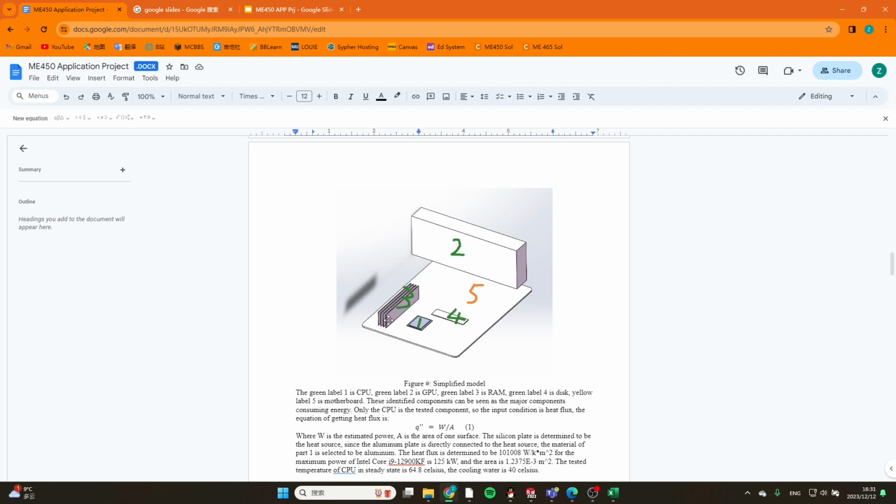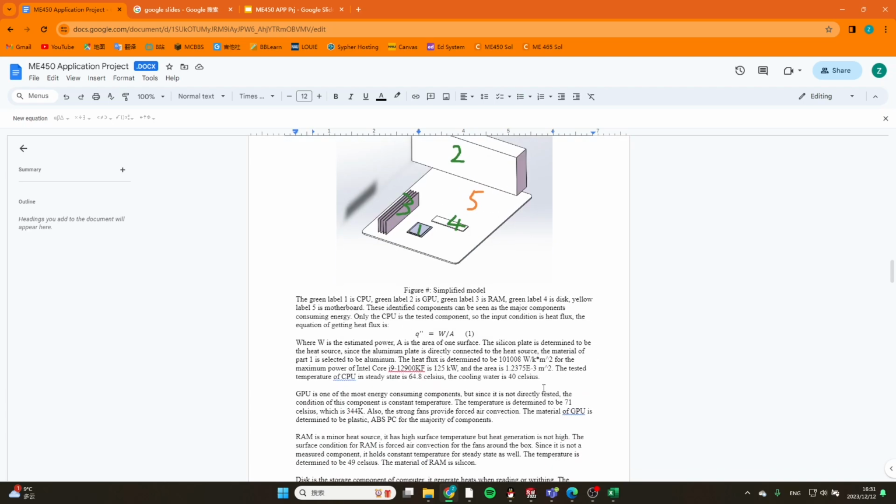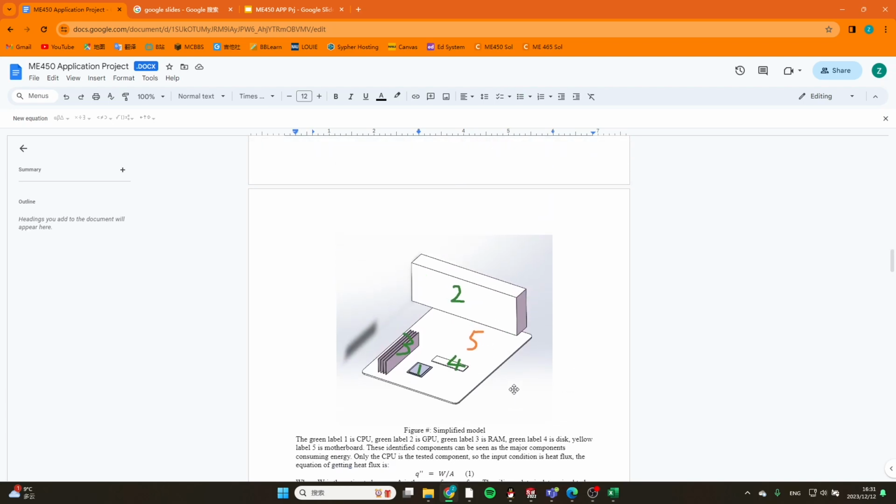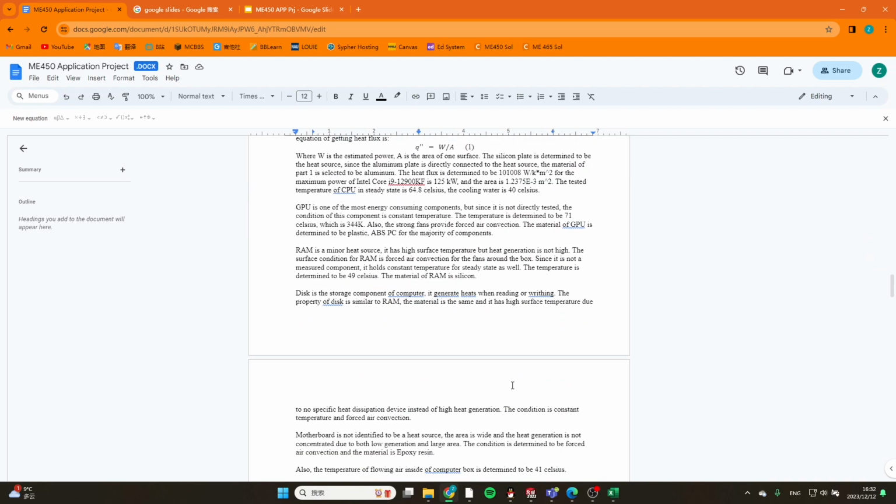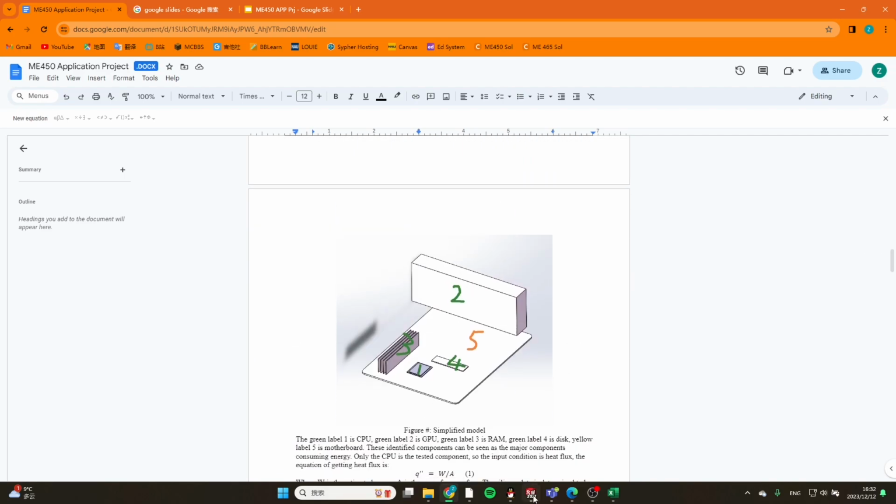Also for the RAM and disk, these two components are generating heat, but naturally the temperature is high due to their poor heat dissipation. So it's still set to a constant temperature with a poorer convective surface, as well as the motherboard. And the last one, the motherboard, doesn't have any heat generating source that can be considered compared to these guys. So it's not generating heat, it's just a convective surface. That's the model of the project. And let's go to the demonstration part.